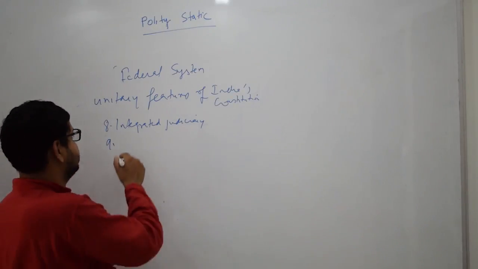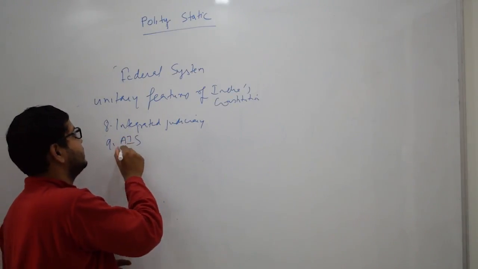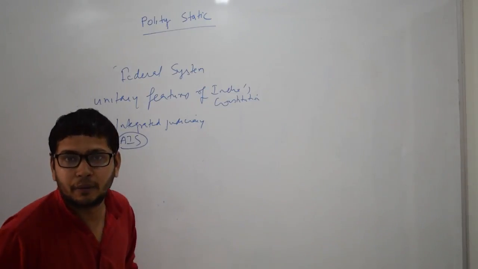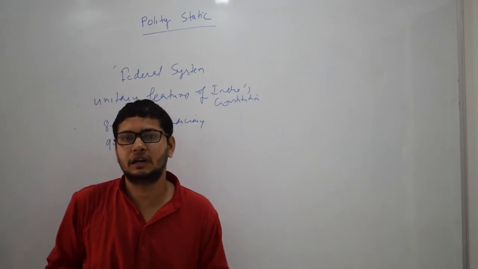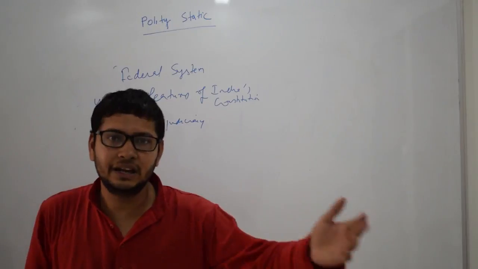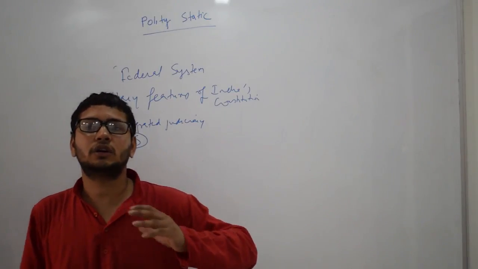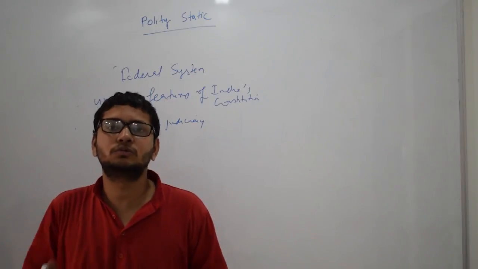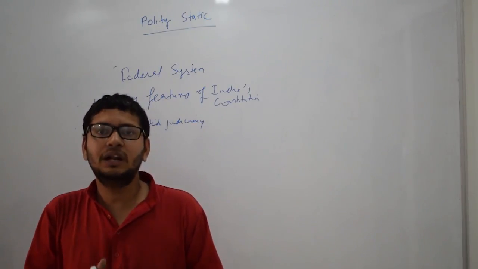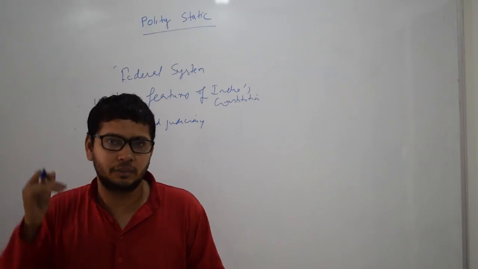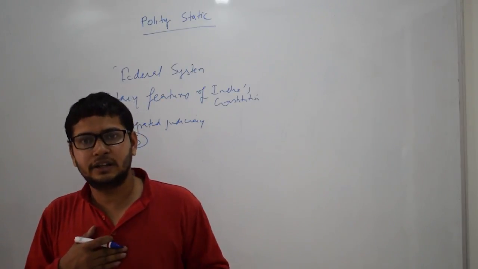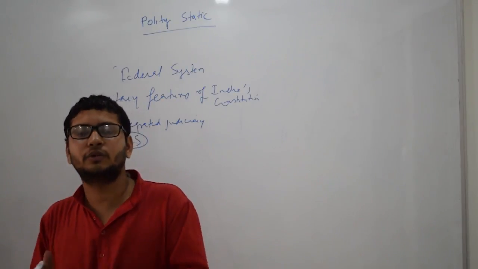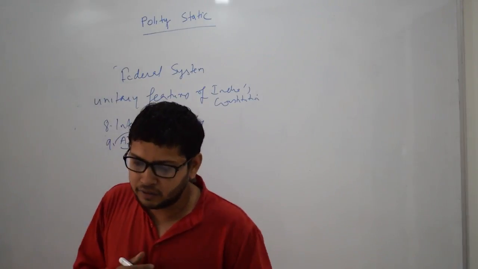Next is All India Services. So All India Services are appointed and selected by the central government, and then they go to the states. They are not part of the state, because the state has no authority to dismiss them. They can only be dismissed by the central government. So again it encroaches upon the domain of state government, and it is an unfederal feature.